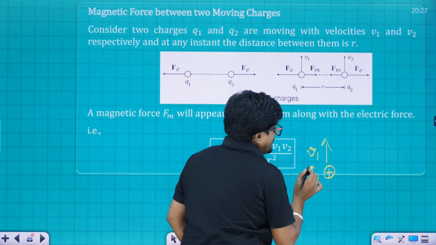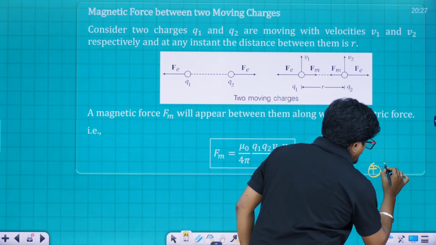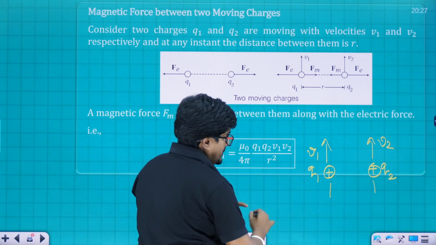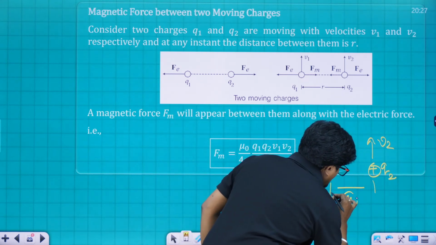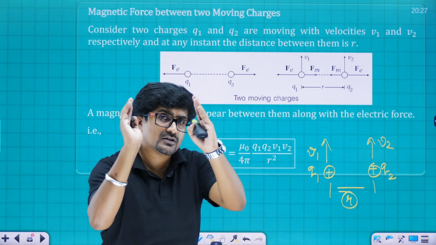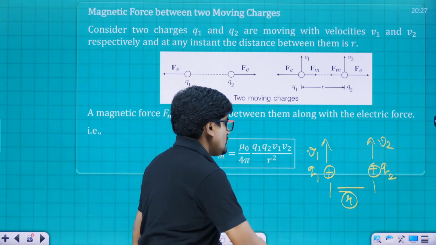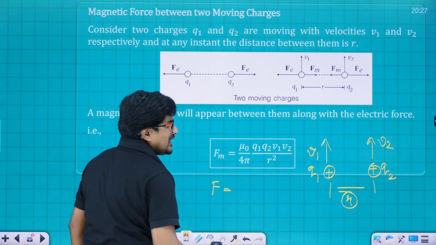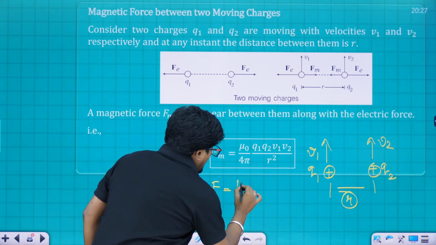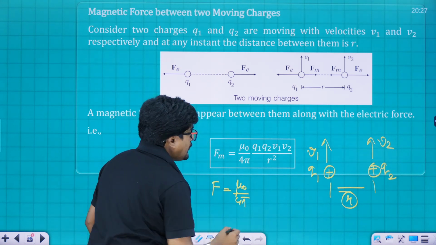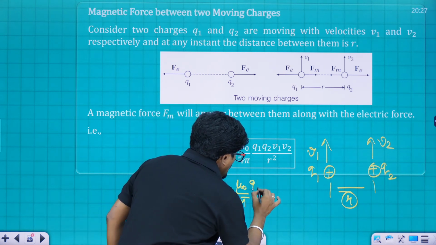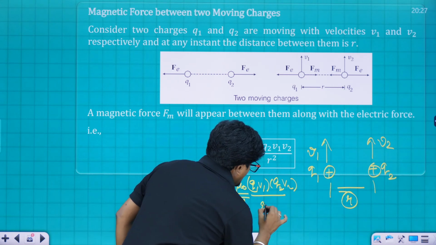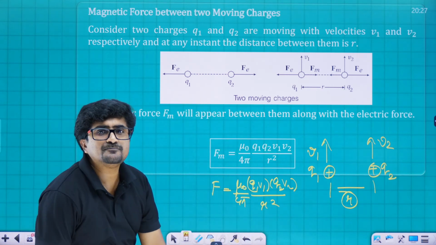Q1 is here, moving with velocity V1, and here I have Q2 moving with velocity V2. The velocity components are parallel to each other, and the perpendicular distance between V1 and V2 is marked as small letter r. In that case, the force experienced F is going to be mu naught divided by 4 pi, into Q1 V1 Q2 V2, all divided by r square. The same thing is represented here.